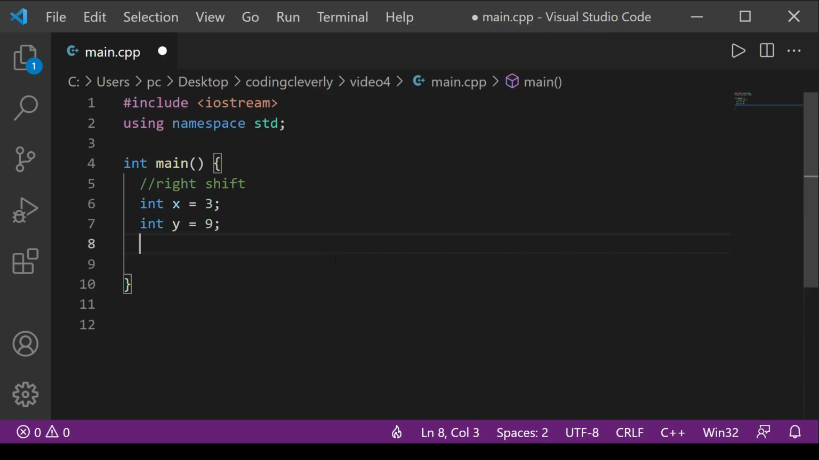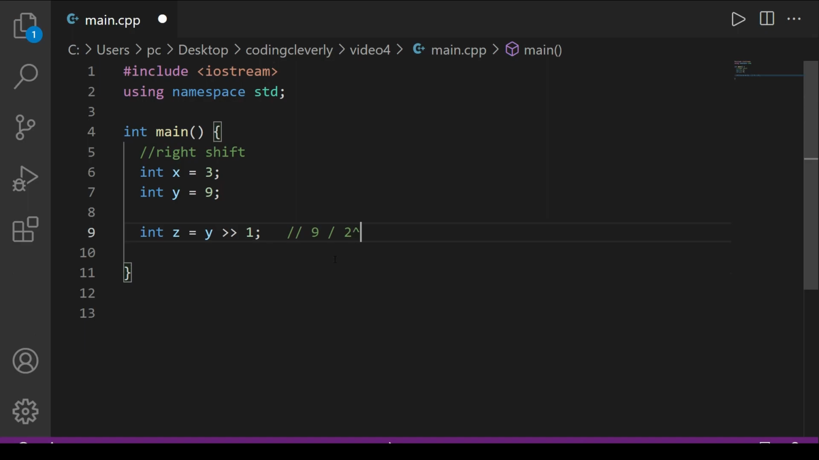And then we have, let's say, int z, equal to y, which is the first one, and then we have the right shift operator with 1. Now let's see roughly what would happen. Over here we have y, which is the value of 9. So it would be dividing by 2 raised to the power of the second value, which is after the right shift operator.